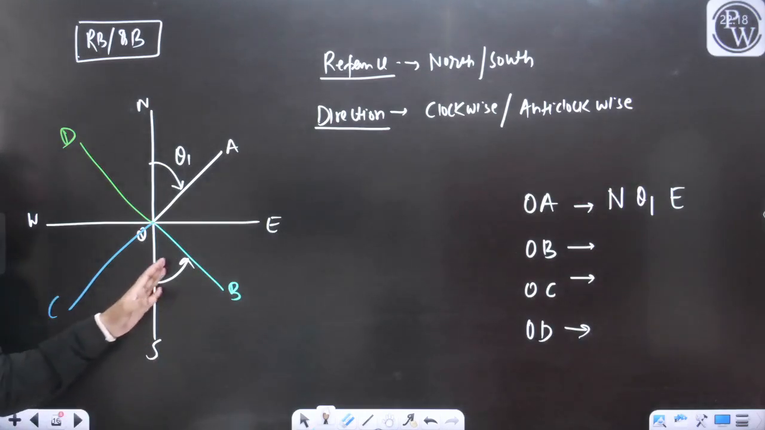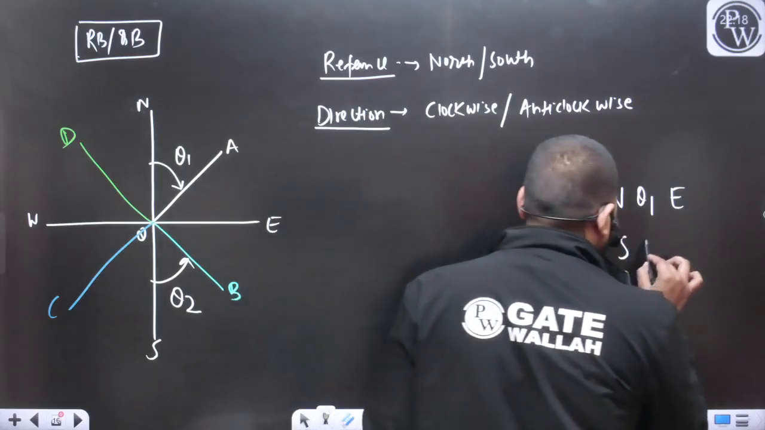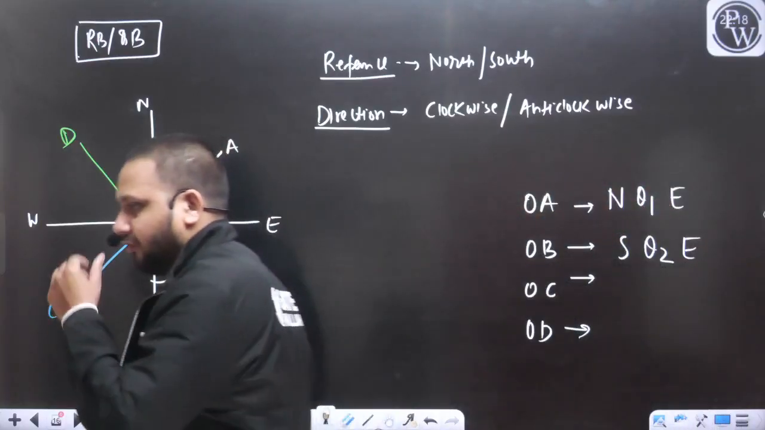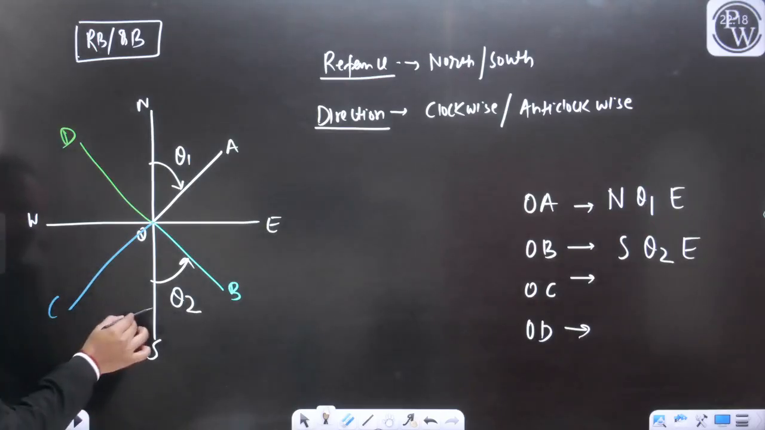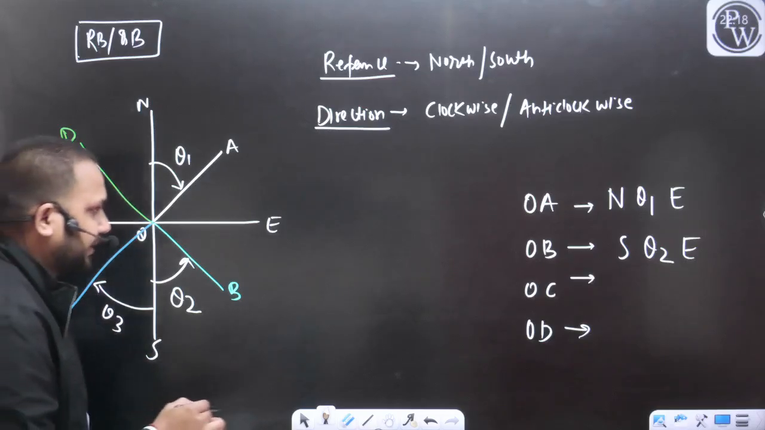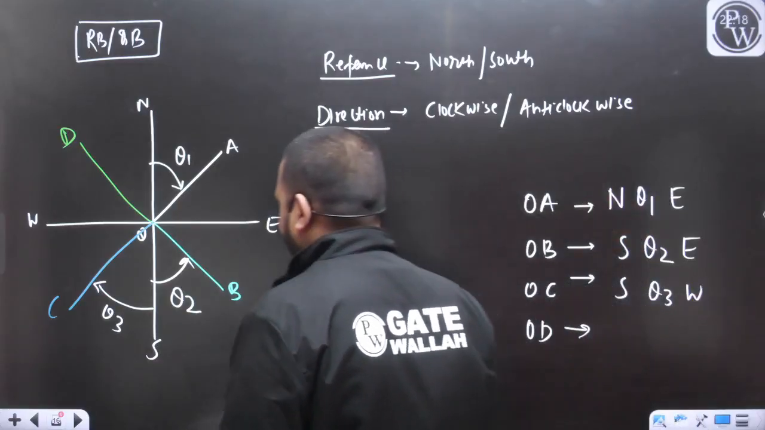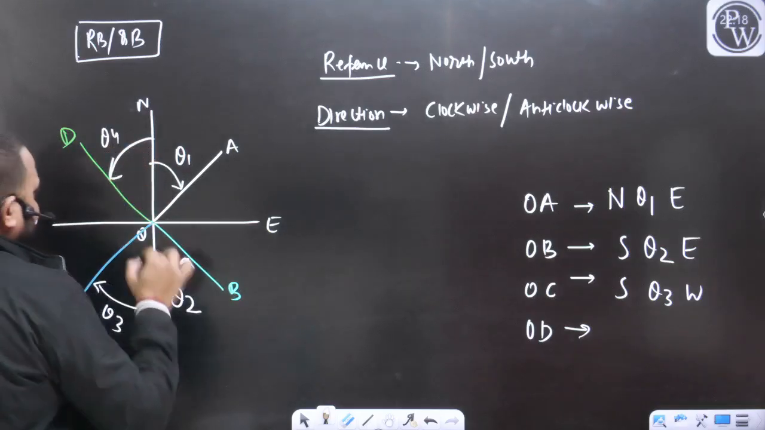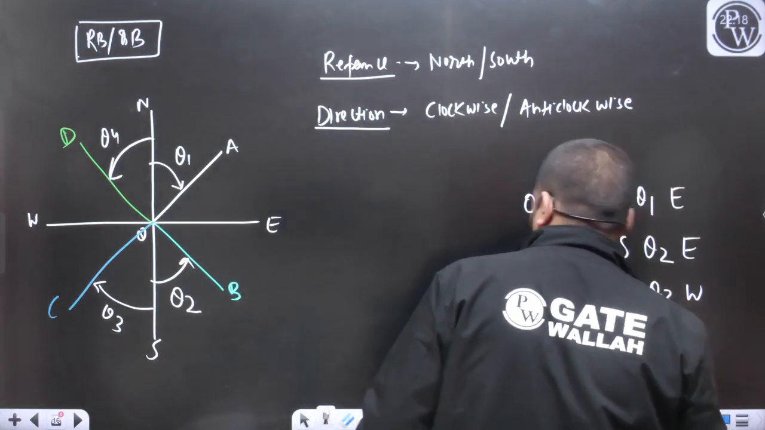Similarly, if I talk about the line OB, we can measure the angle from the south. Let's say this angle is theta 2. So I will write this is going to be south theta 2 towards east. We need to also mention the direction. If I talk about the line OC, let's say this angle is going to be theta 3. So I will write south theta 3 west. If I want to define the bearing of the line OD, let's say this angle is theta 4. We will mention north theta 4 west.